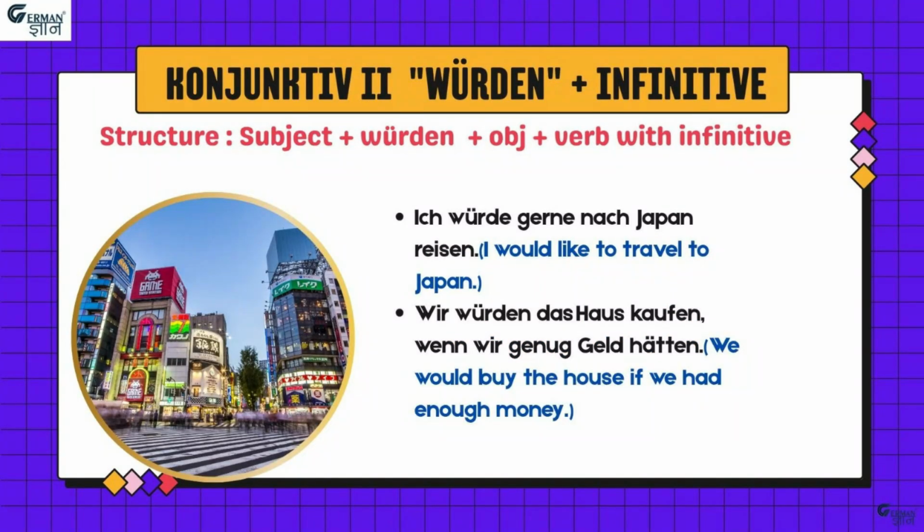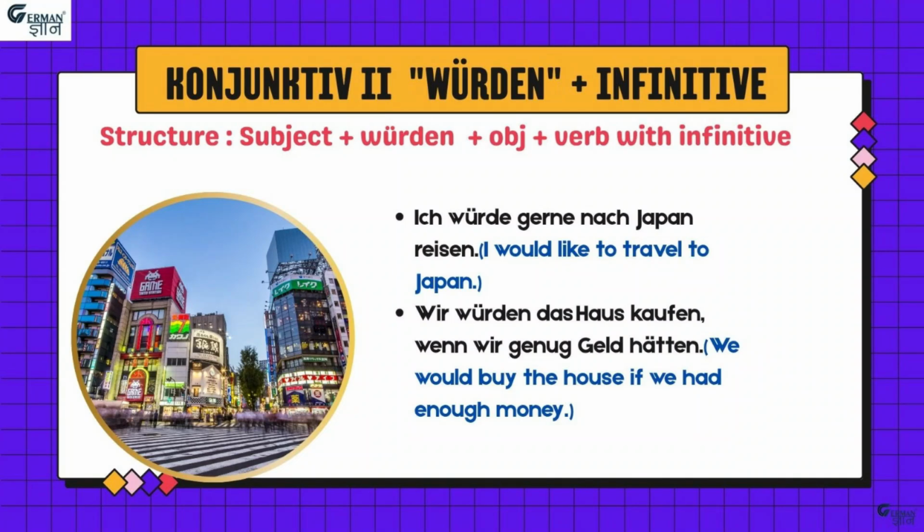Konjunktiv zwei using "würden" plus infinitive. Now you use "würden" plus infinitive in the sentence in Konjunktiv zwei when there is an action verb in the sentence. So your sentence structure is subject, then "würden", which is conjugated according to the subject, then object, and then at the end of the sentence comes the action verb in the infinitive form.